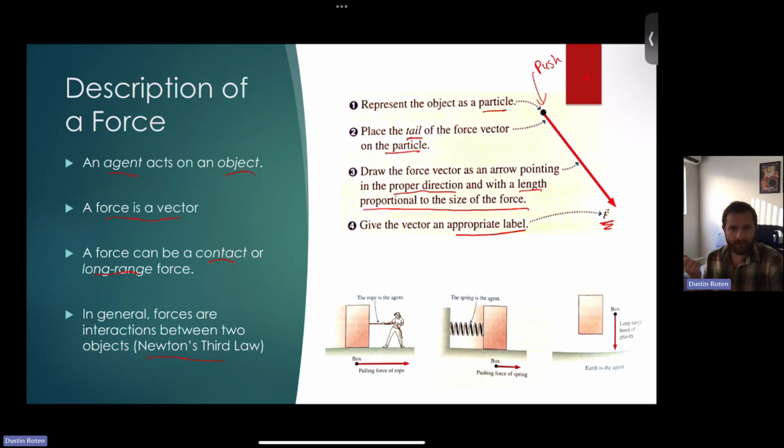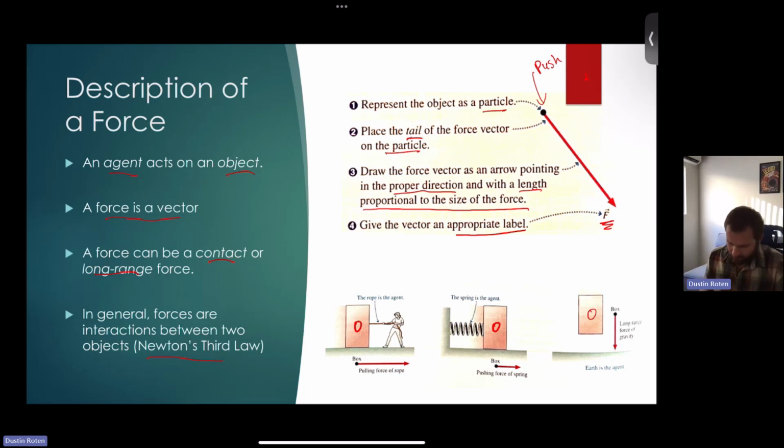If we look at these three examples from the text down here, it might be a little hard to read, but here we have a box in three different situations. And in all three situations, the box is our object. But we do have three different agents that are acting on this box.